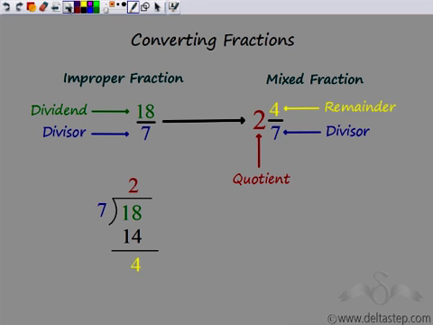What I see is that in the mixed fraction, the integer part is actually the quotient which I get on dividing 18 by 7. 4 is the remainder and 7 is the divisor. So that's how you can convert an improper fraction to a mixed fraction.